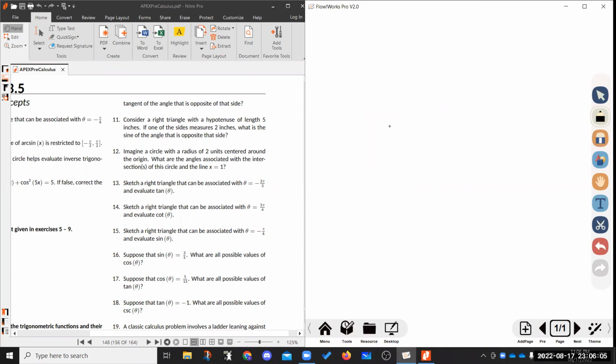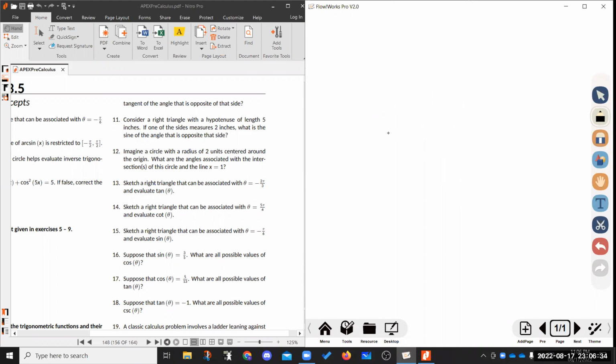And then I have the -π/6. And this is -1, √3, 2. And they wanted me to find sine. Sine of -π/6 is going to be -1/2. We already did number 16.